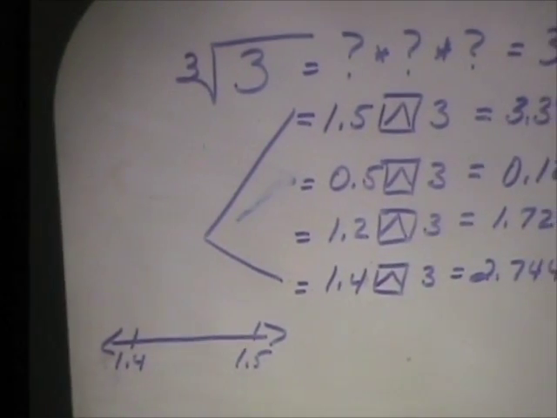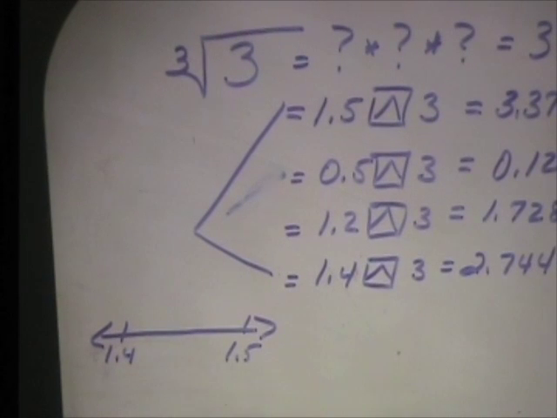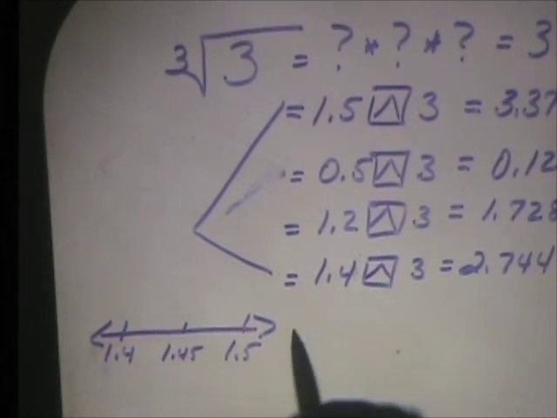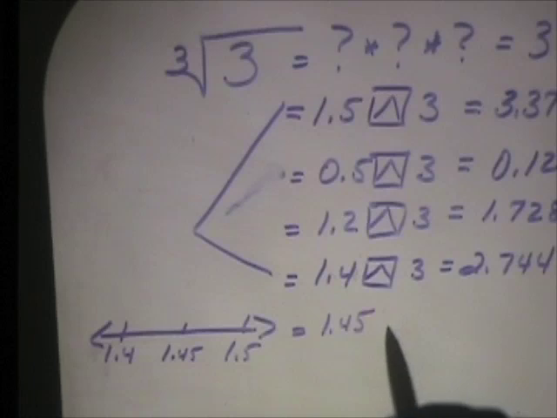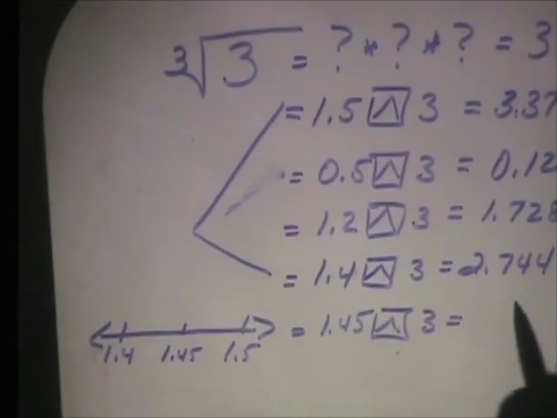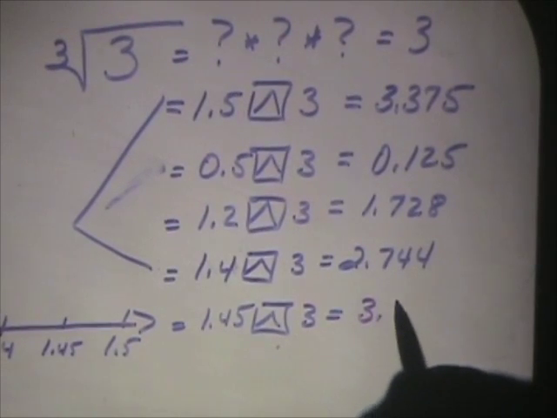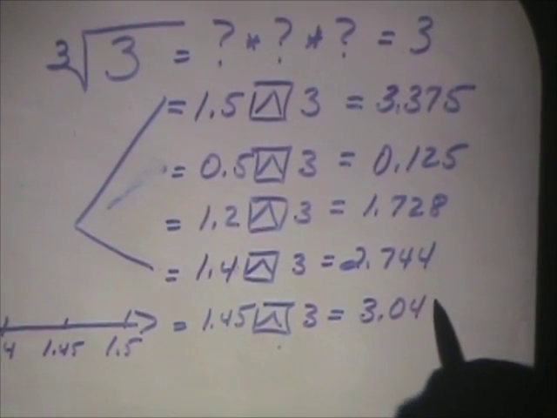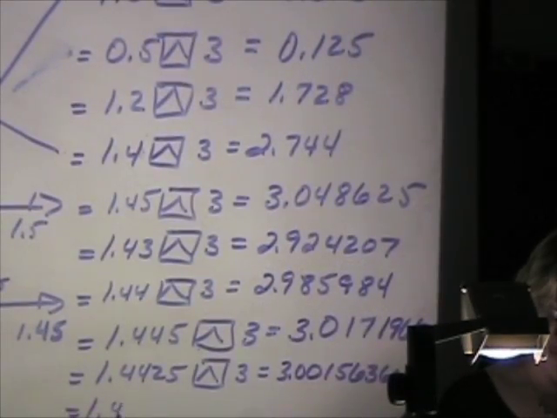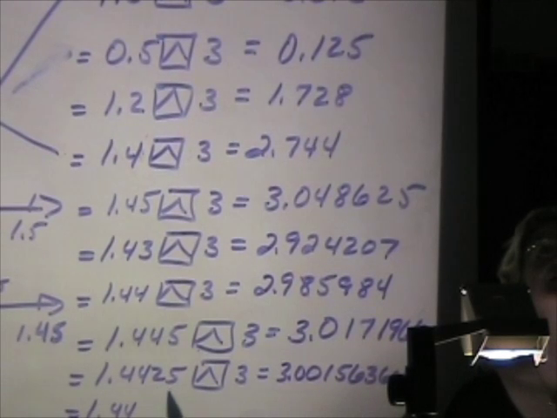1.45. All right, let's try it. 1.45 to the third power. Dylan, what'd you get? 3.0 something. Okay, we have 3.0. We're getting close.